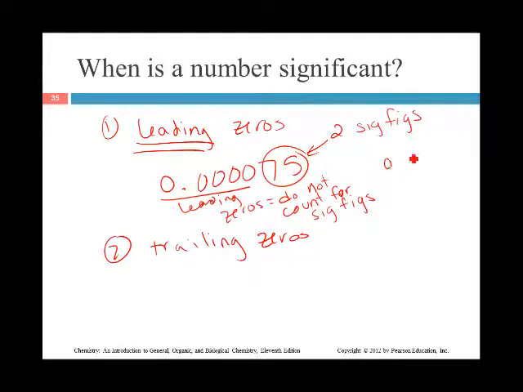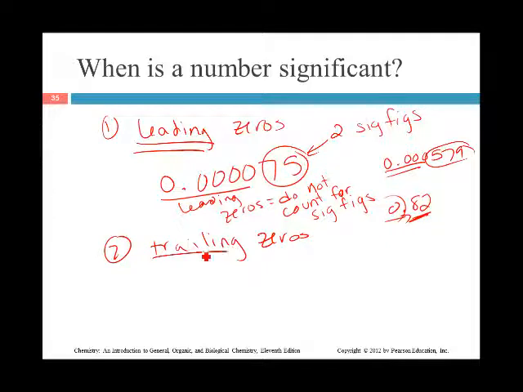Another one would be 0.000579. These are all leading zeros. These 3 digits at the end are the only ones that are significant. It could just be one leading zero, 0.82. The 8 and 2 are significant. This is a leading zero leading up to that 8. That is not significant.